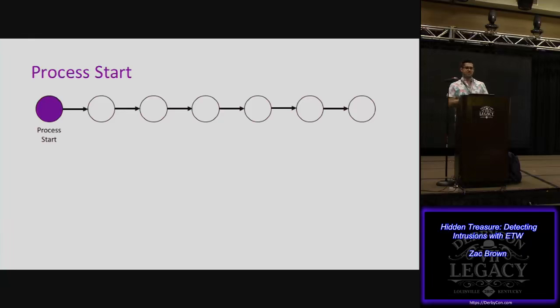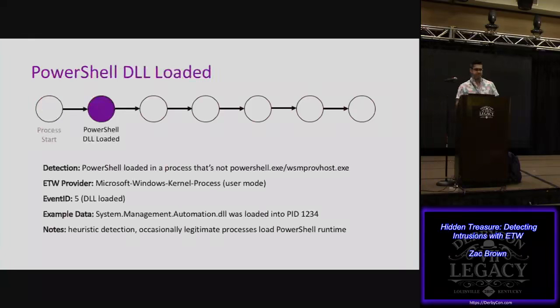So here's our original process start. There's no new detection here. Perhaps the initial detection was looking for process starts in System32 with an uncommon binary. PowerShell DLL loaded. So with a PowerShell DLL loaded detection, we saw that bad.exe loaded system.automation.dll. Again, looking for the DLL load of system.management.automation. It's a heuristic detection. It doesn't always indicate bad, but it's really, really good at giving you high fidelity signals in general.